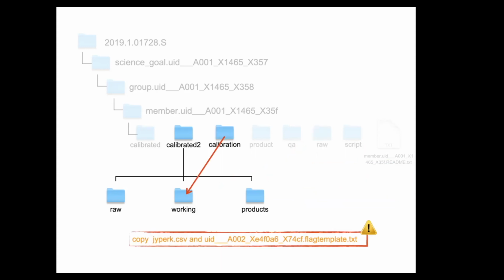Also, you will need to copy some helper files. This is not strictly necessary, but it's better that you copy them. It's the Jansky per Kelvin.CSV, which has the information of this conversion factor of Janskys per Kelvin, and then also the flag template file. It is good to copy it, because if we need to add some extra flags to our procedure, we would need to have that file in our working directory that is under the new calibrated folder.